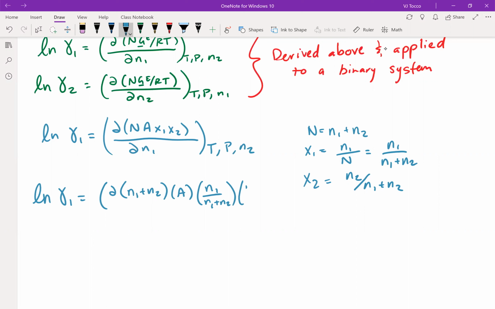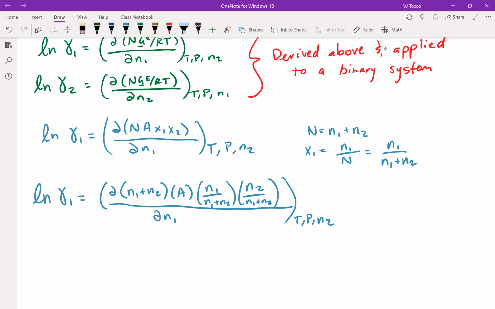And times n2 over n1 plus n2, all with respect to changing n1 at constant T, P, and n2. And I'm just going to erase this so that it's clearer. I don't want to get too bogged down in being unclear. All right, can simplify things now. This n1 plus n2 will cancel with one of these n1 plus n2.